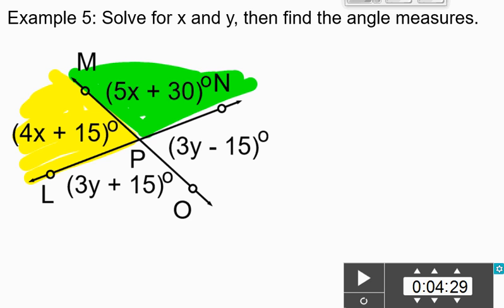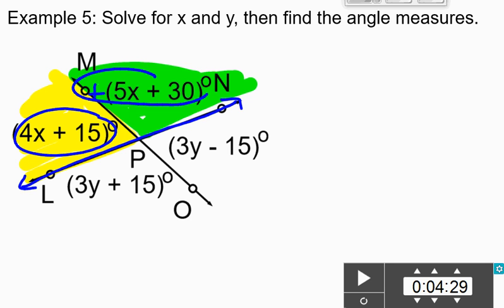Now I want to determine the relationship between those angles. For example, are they complementary? Are they supplementary? Are they vertical angles? Well, if you remember from your notes, this makes a straight line, which means they have to add to 180 degrees. So that means that this guy plus this guy has to equal 180 degrees. So 4x plus 15 plus 5x plus 30 has to equal 180.